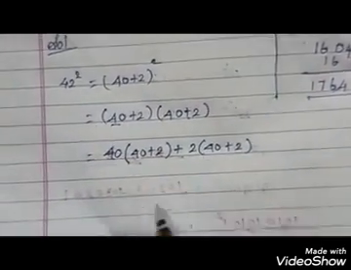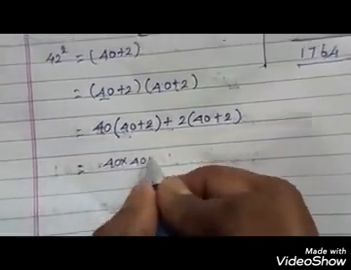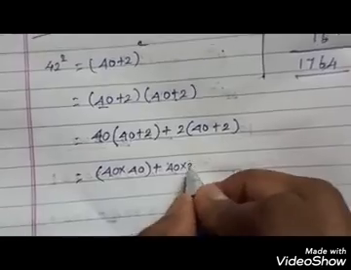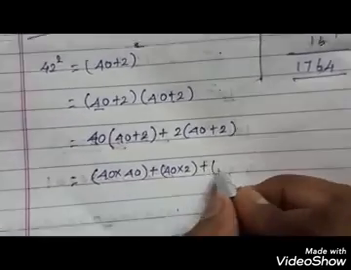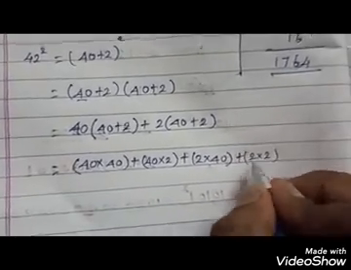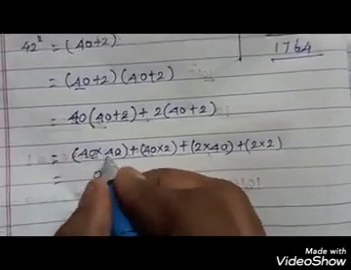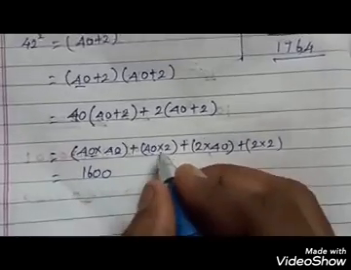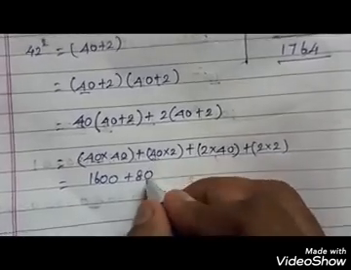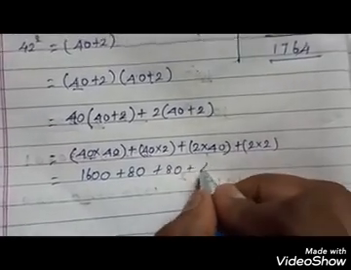Okay, so one by one. First you need to multiply these two values. So 40 into 40 plus 40 into 2 plus 2 into 40 plus 2 into 2. So now you multiply by the shortcut way. 0 0 is there. 4 4s are 16, so 1600. So 40 into 2 you get 80, because 4 2s are 8, then 0. Same way, 2 4s are 8, then 0, and 2 2s are 4.